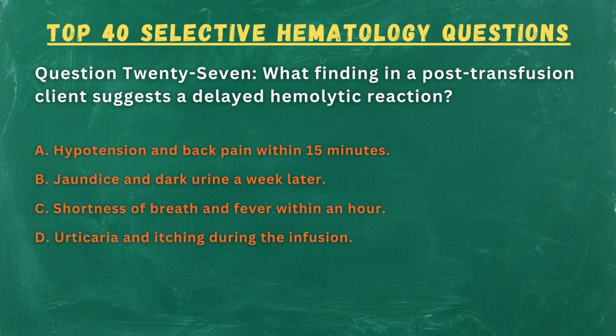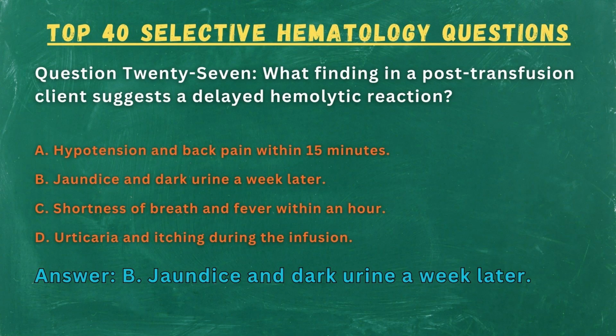Question 27. What finding in a post-transfusion client suggests a delayed hemolytic reaction? A. Hypotension and back pain within 15 minutes. B. Jaundice and dark urine a week later. C. Shortness of breath and fever within an hour. D. Urticaria and itching during the infusion. Answer: B. Jaundice and dark urine a week later.